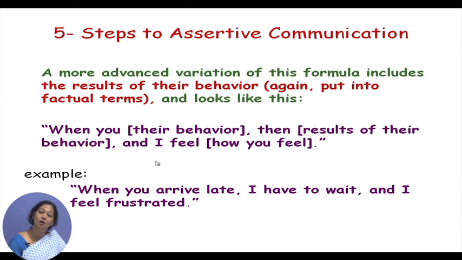Again, it has to be factual information. So, in this case, if a person arrived late, you have to wait, or if somebody is taking your phone, then how do you feel? When you take my phone to make your personal calls, then the result of the behavior, how is it affecting you? I have to spend money on your calls and I feel however you feel. You feel frustrated or you feel angry. So, what you have done is you have expressed it very clearly.